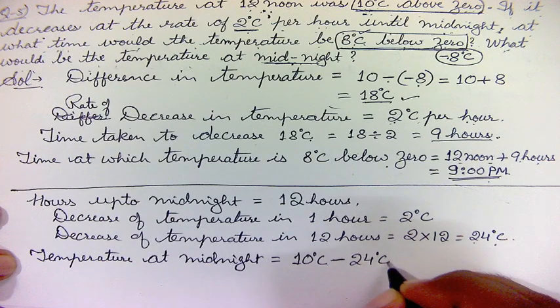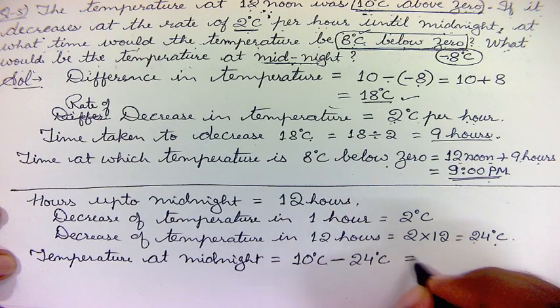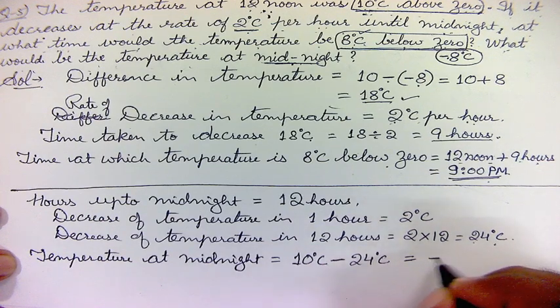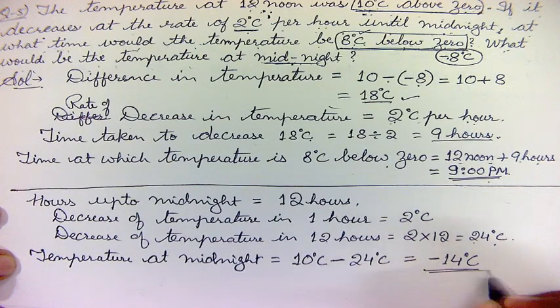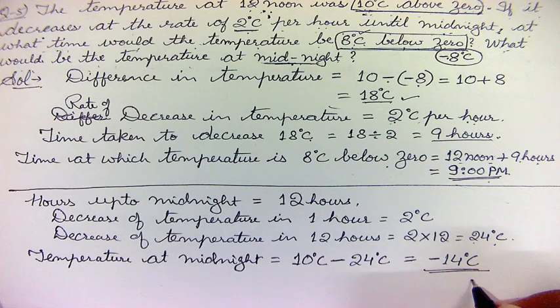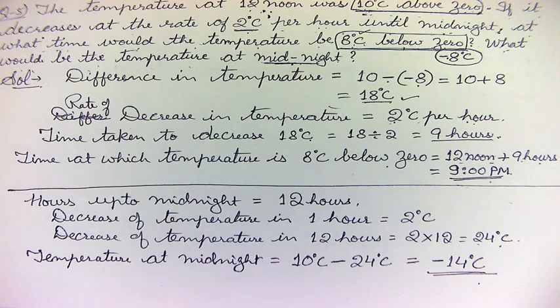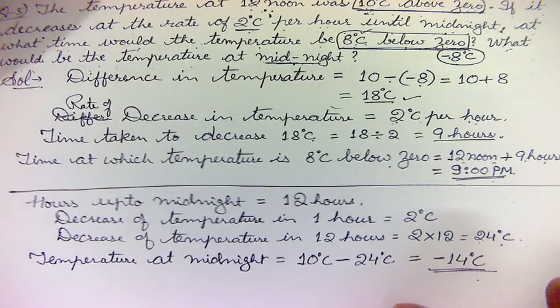24 degrees Celsius. So if you subtract these two, what do you get? You get minus 14 degrees Celsius. So this is the temperature at midnight. तो midnight पे जो है ये टेम्परेचर कितना होगा? 14 degrees Celsius. Now let us move towards question number 6.